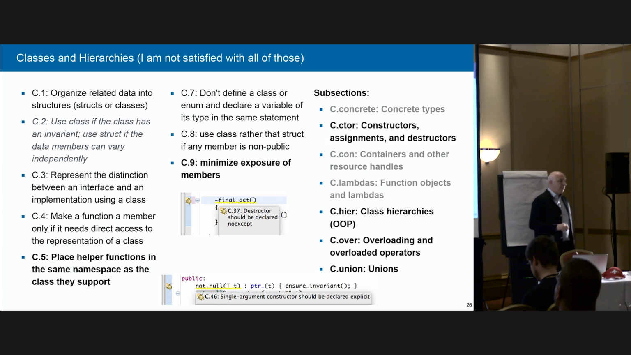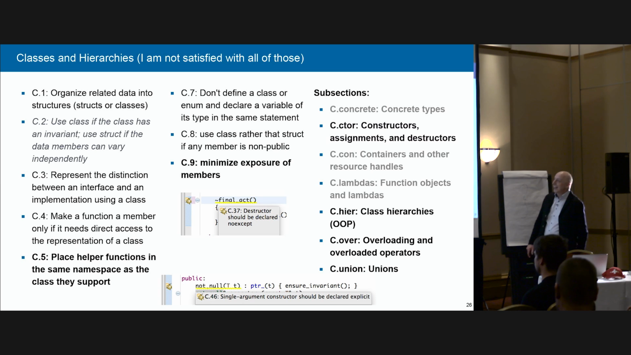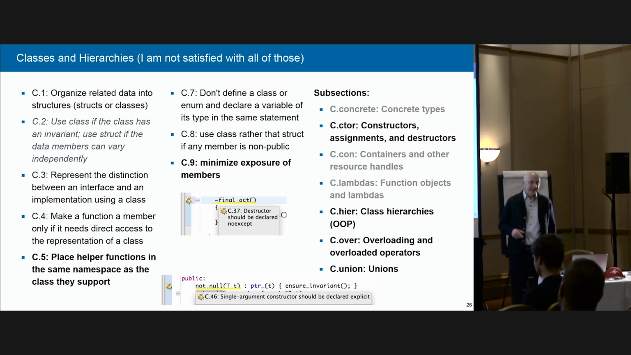Minimize the exposure of members, make them private, but don't provide getters and setters. Every getter-setter pair in a code base is usually a code smell of wrong encapsulation. Oh, you have a comment on that? I was just going to say a setter says, please break my invariant. Exactly. And you should strive for immutability anyway, so setters are a bad idea.